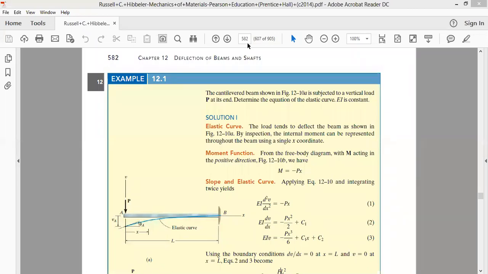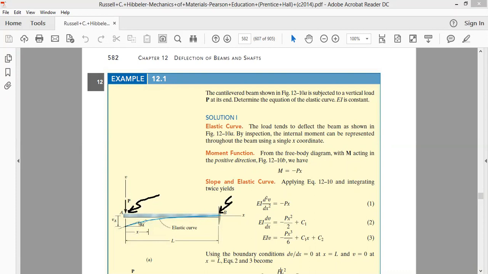As far as the problems in hand are concerned, we are given a cantilever beam. The cantilever beam has a fixed end at one end, and it is free at the other end. The length of the cantilever beam is L, its total span is L, and it is subjected to a concentrated load P at its free end.